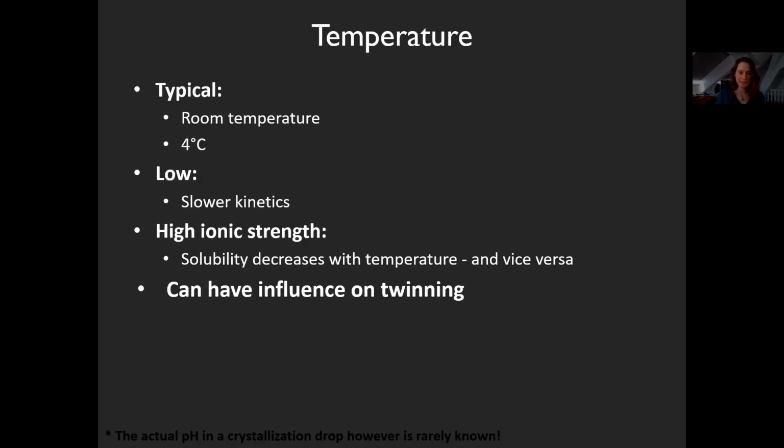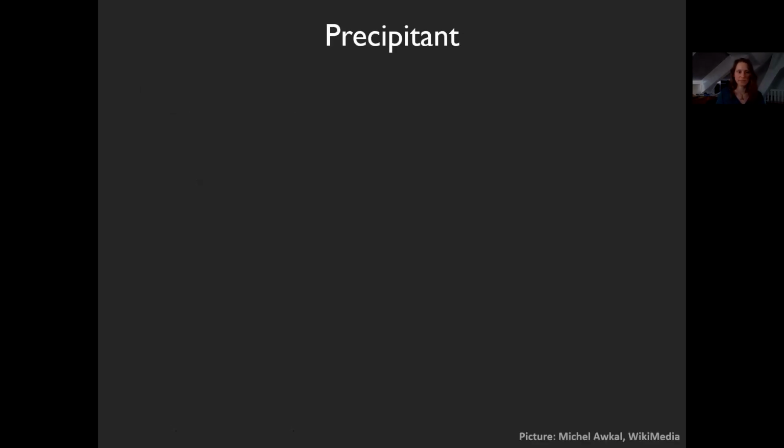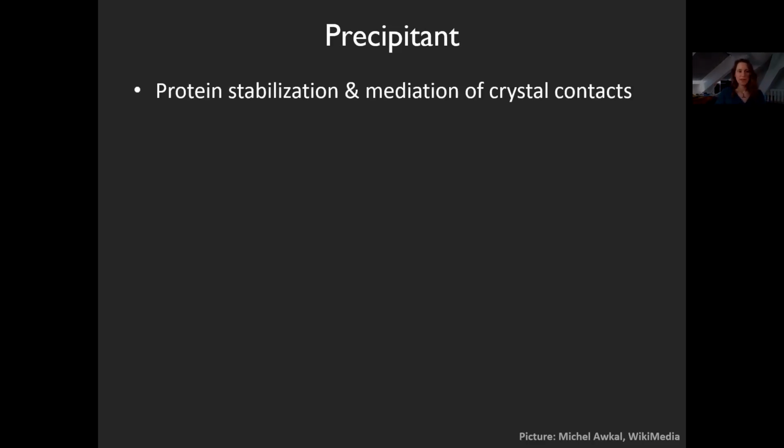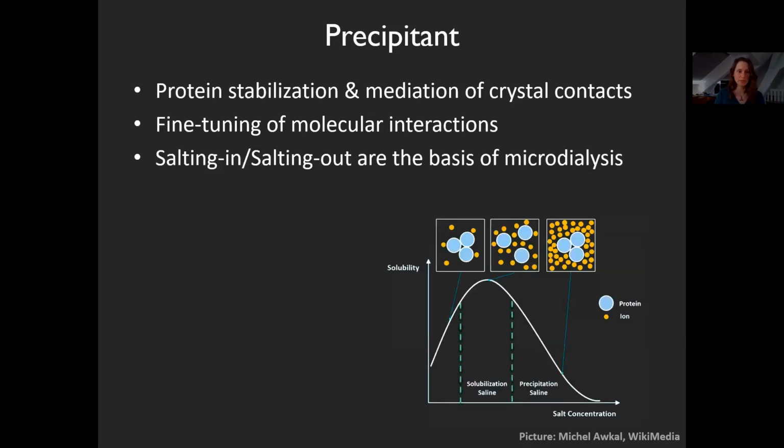It can have an influence on twinning, but this hasn't been established by a study yet. It's just gut feeling, having seen quite a few twinning structures, that it may have an effect. Then there's the precipitant. That's what should make your protein crystallize. It stabilizes the protein and mediates crystal contacts during formation and also after formation of the crystal. Fine-tuning of molecular interactions may be necessary. This is why we choose from so many different precipitants.